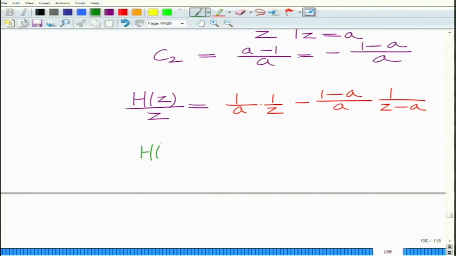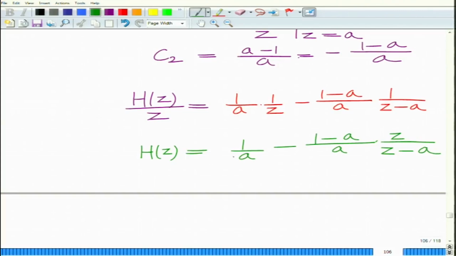So now we consider H(z) equals 1 over a minus (1 minus a) divided by a, times z over z minus a. So 1 over a corresponds to an inverse z transform of 1 over a times delta n, and the inverse z transform of the second term is (1 minus a) divided by a, raised to n u n.